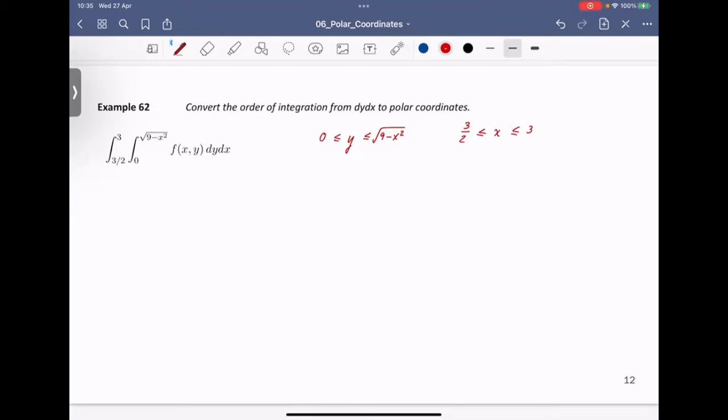First, try drawing everything that you can think of. The first one is the equation that looks the most complicated, so I'm going to simplify it to get the picture. I'm going to say y equals the square root of 9 minus x squared, which means if I square it, y squared equals 9 minus x squared. That is x squared plus y squared equals 9. My picture is going to contain circles somewhere.